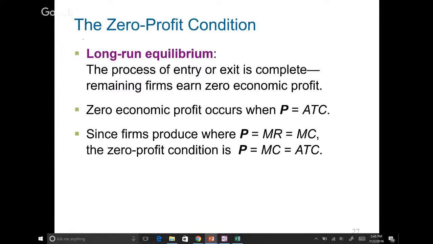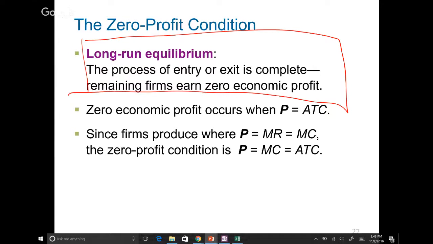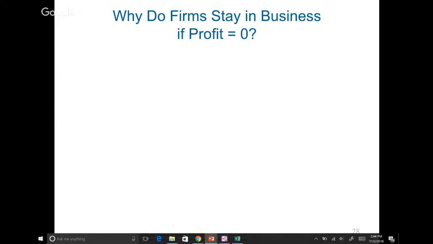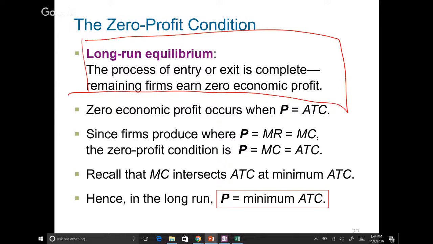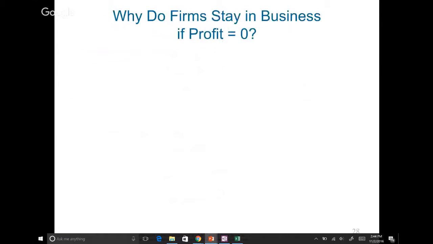Now, in the long run, remember this, in perfect competition, nobody makes any profit. When the market is very competitive, everybody's making just as much profit as anywhere else. So in the long run, companies in perfect competition make zero economic profit. It's also true that the price equals minimum ATC.